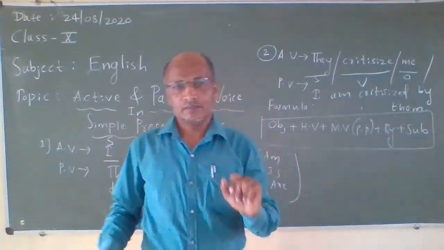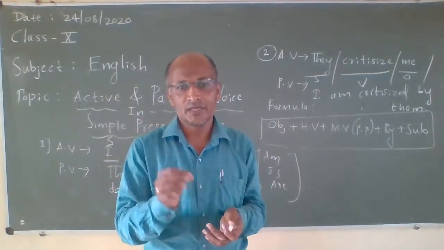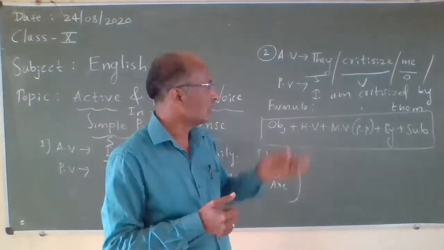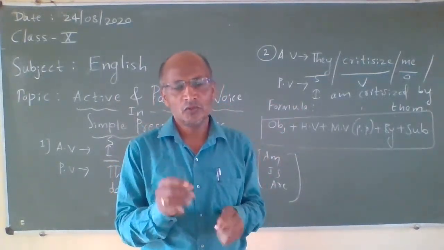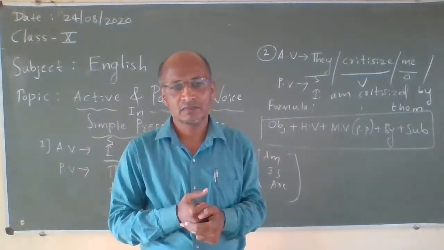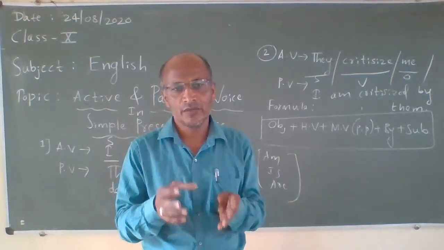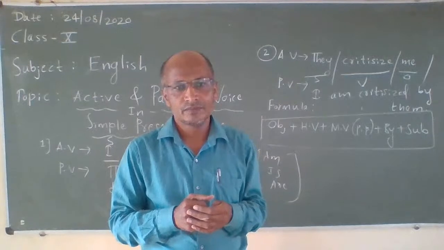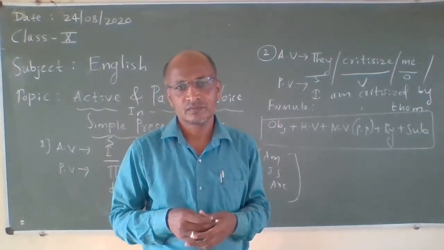Dear students, as I have told you, to change from active to passive, you should take the object first. The object is me. How do you find out an object in the given sentence? Do you know the way? Do you have any idea how to find out an object in the given sentence?